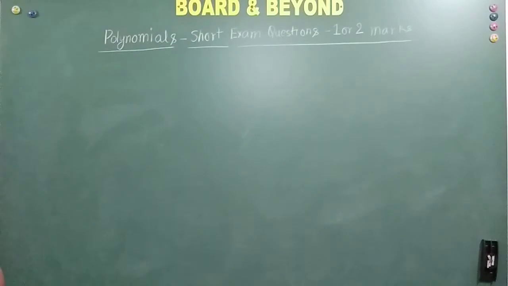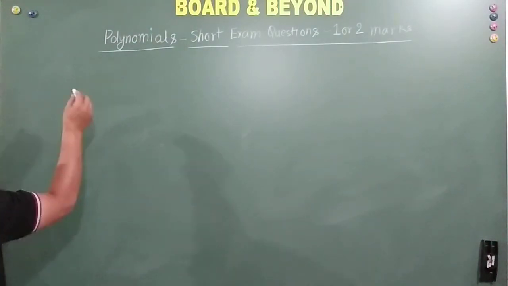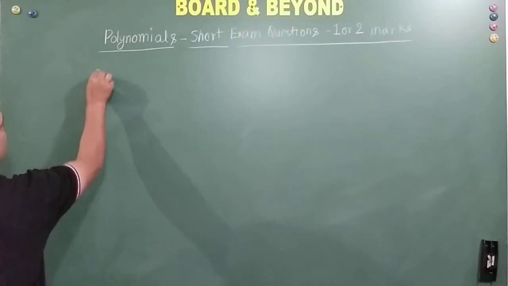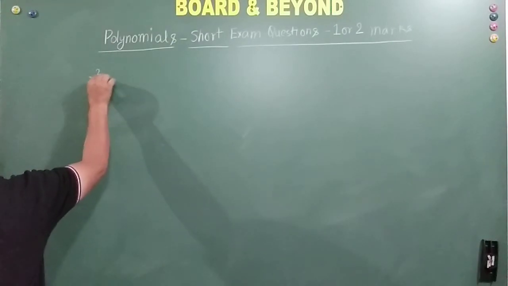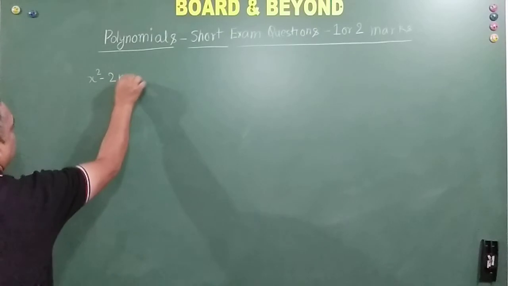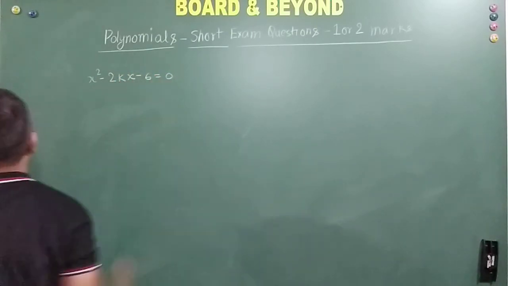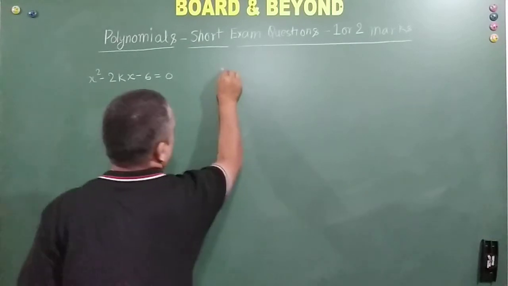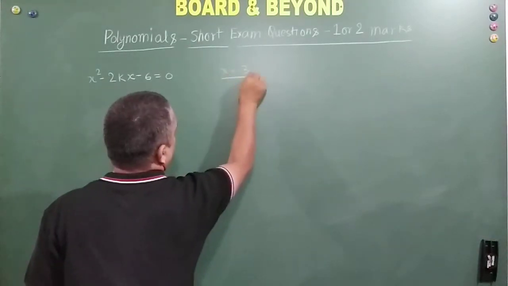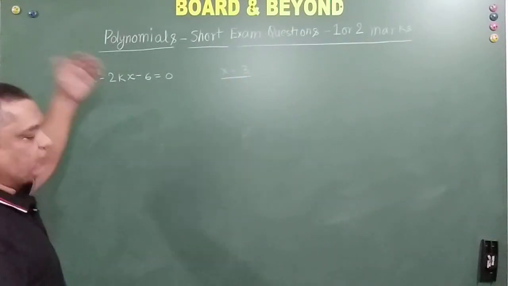The next question says that x is equal to 3 is one of the roots of the quadratic equation. Let us say one quadratic equation is x square minus 2kx minus 6 is equal to 0, and x is equal to 3 is one of the roots. We are expected to find the value of k.